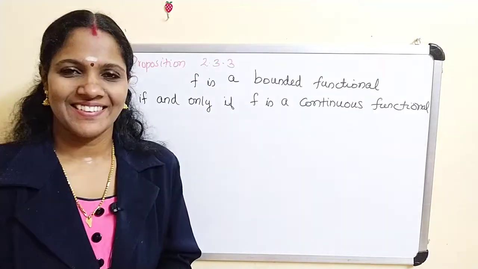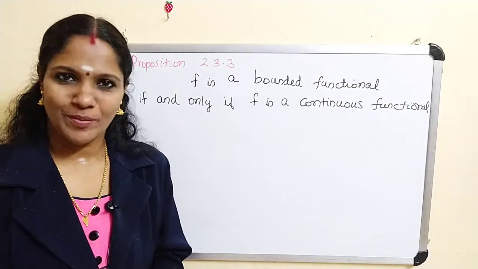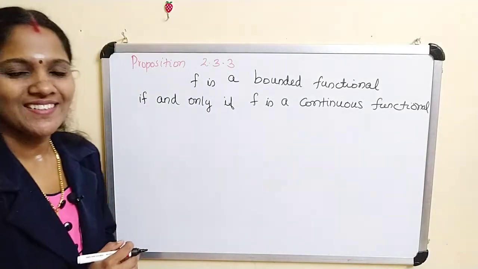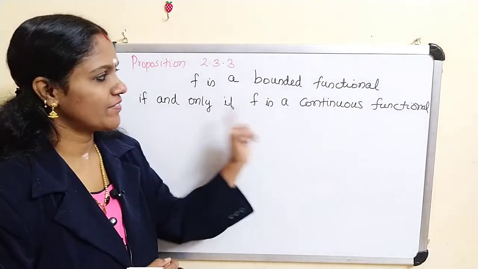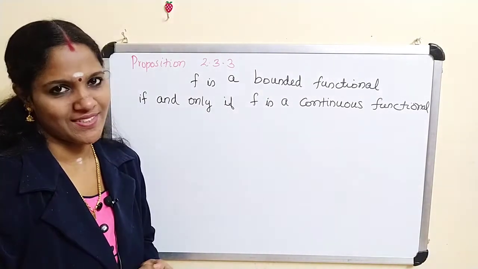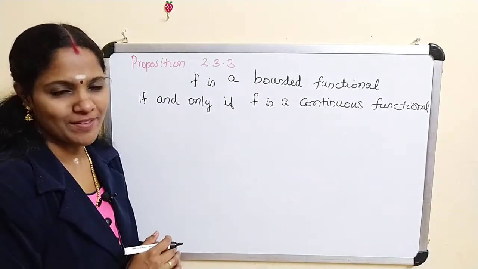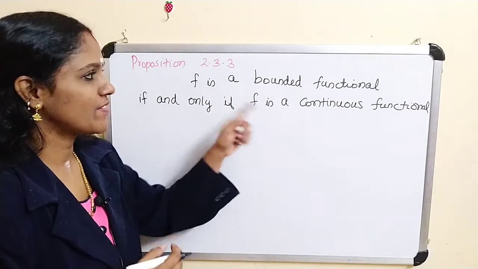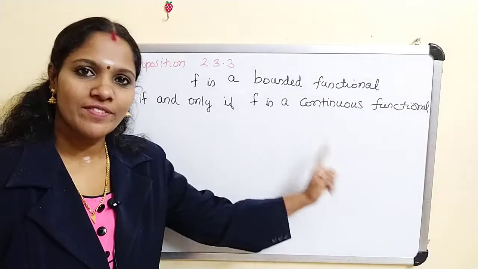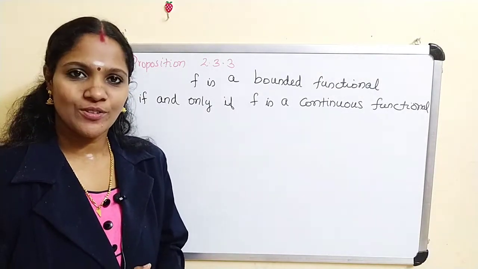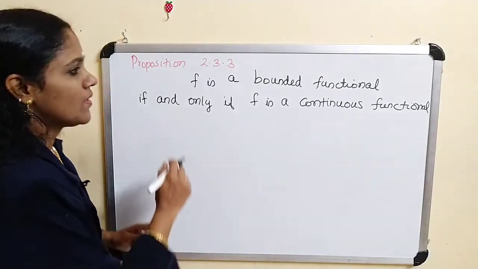Okay, now we are going to prove one proposition, and the proposition says that if f is a bounded linear functional, then it is, if and only if, f is a continuous functional. Okay, this is an if and only if statement. We have to prove if f is a bounded linear functional, then it is a continuous functional also. Also, if f is a continuous functional, then it is also a bounded functional.